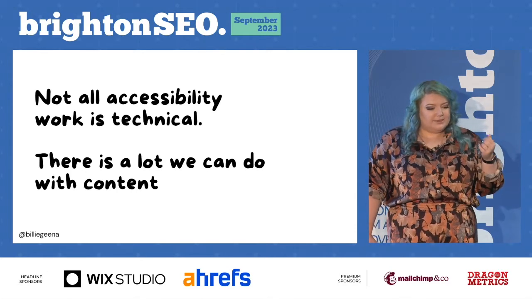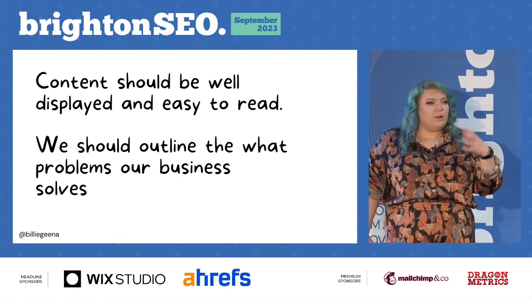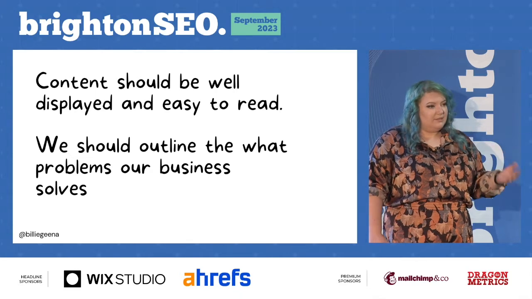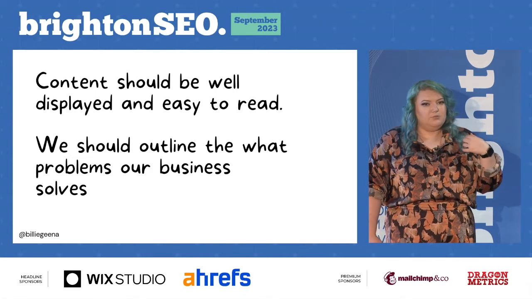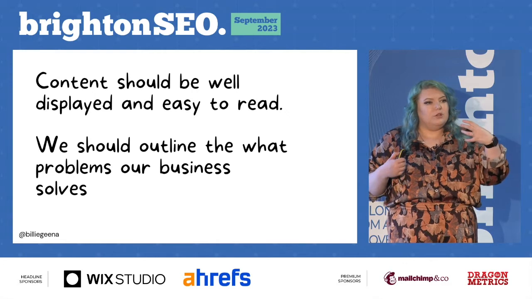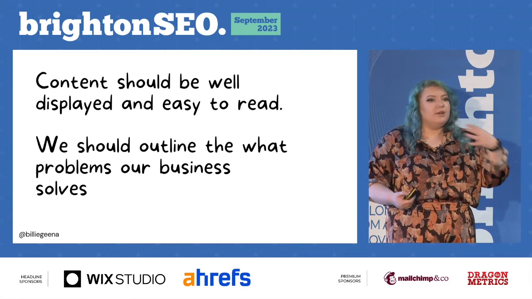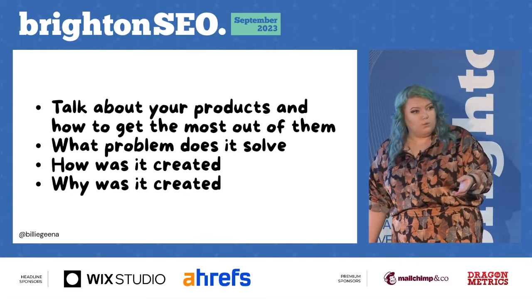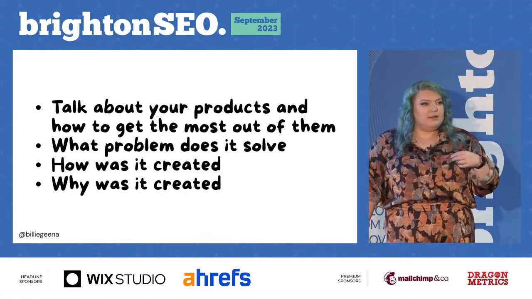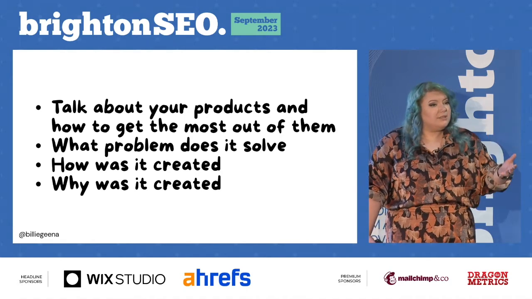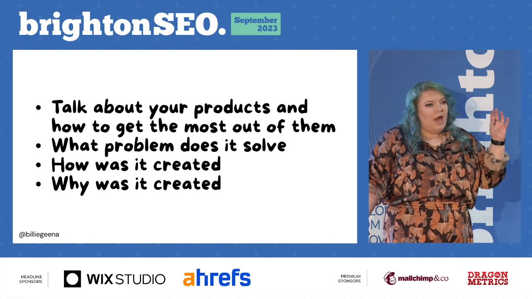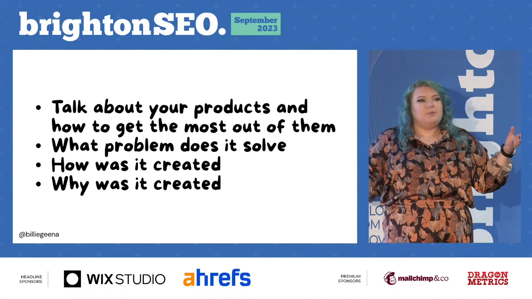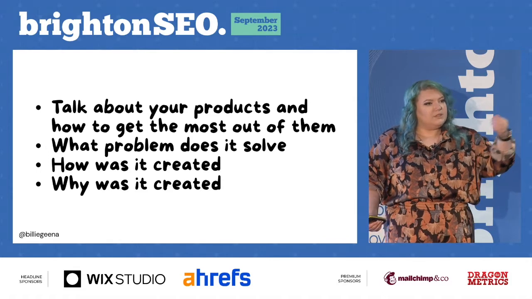We already know as SEOs that content should be well displayed and easy to read. We should outline what problems our business is solving and provide helpful, solution-based content. I'm talking about e-commerce, but apply this to anything. Talk about your products, how to get the most out of them, how they should be used. Do they solve a problem? What problem does it solve? How was this created? What materials were used? Is it sustainable? Give us information. And why was this product created?